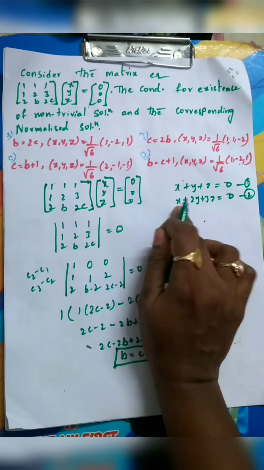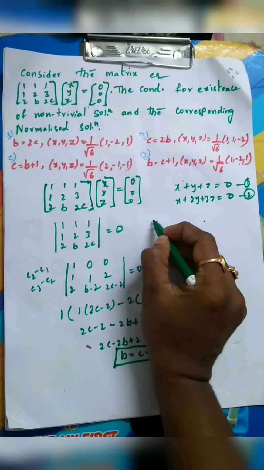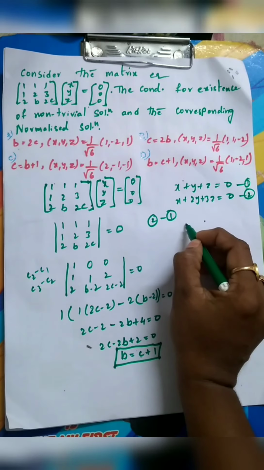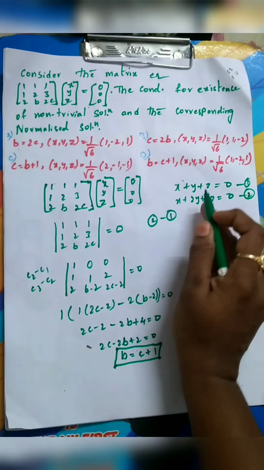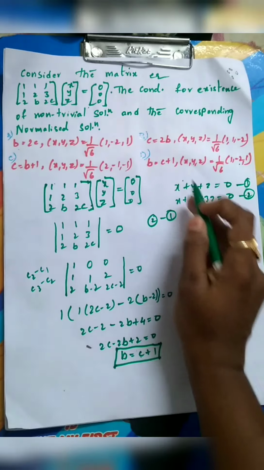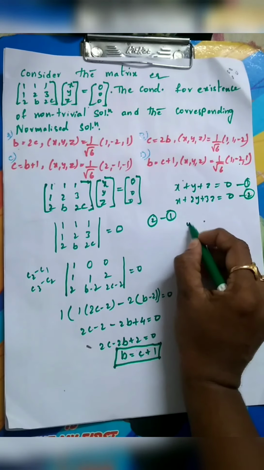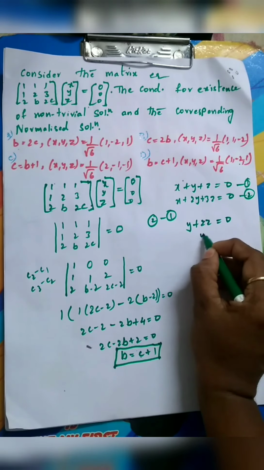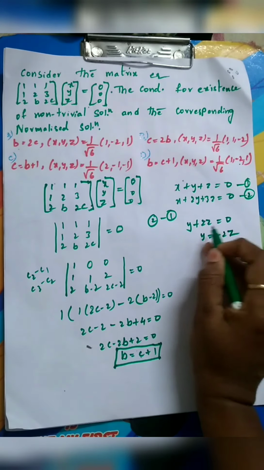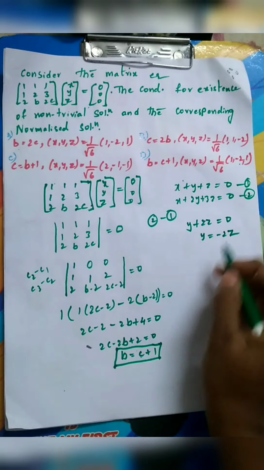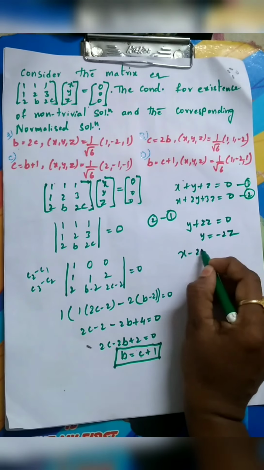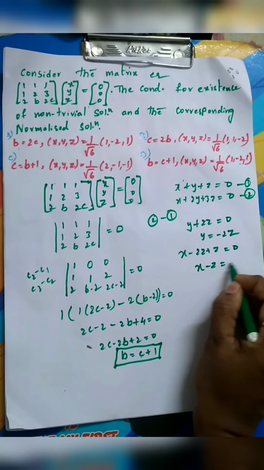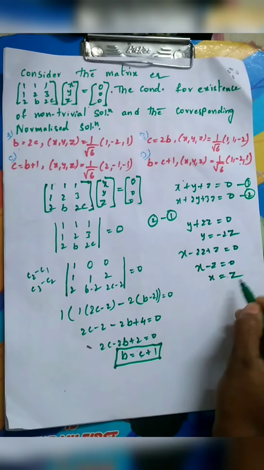First I am eliminating the x value. For eliminating x, I am subtracting 2 from 1. Then it is 2y minus y. X minus x gets cancelled. 2y minus y means it's y. 3z minus z means it's 2z is equal to 0. Y is equal to minus 2z. Substituting this y value in equation 1, x minus 2z plus z is equal to 0. X minus z is equal to 0. Then x is equal to z.